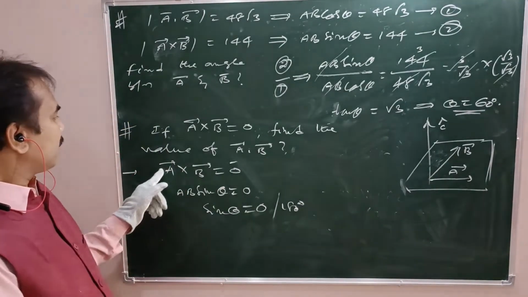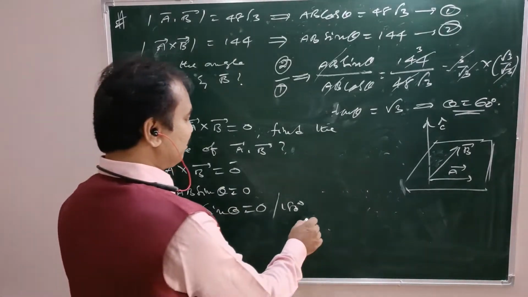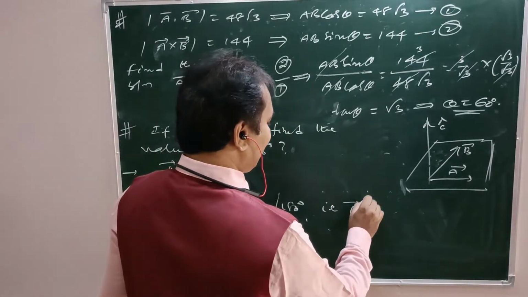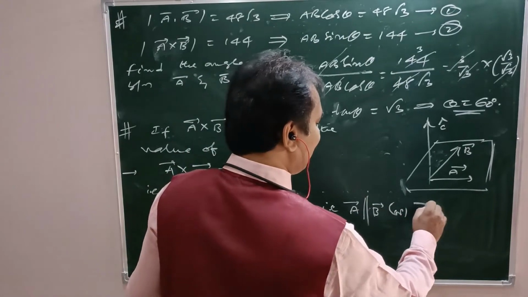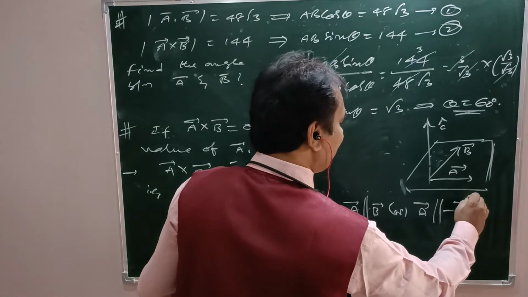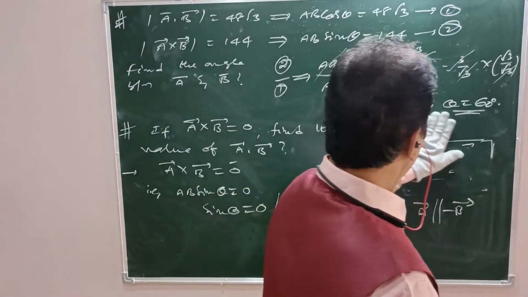So therefore, A bar and B bar either parallel vectors or anti-parallel vectors. That is, A bar either parallel to B bar or A bar anti-parallel to B bar. Right?